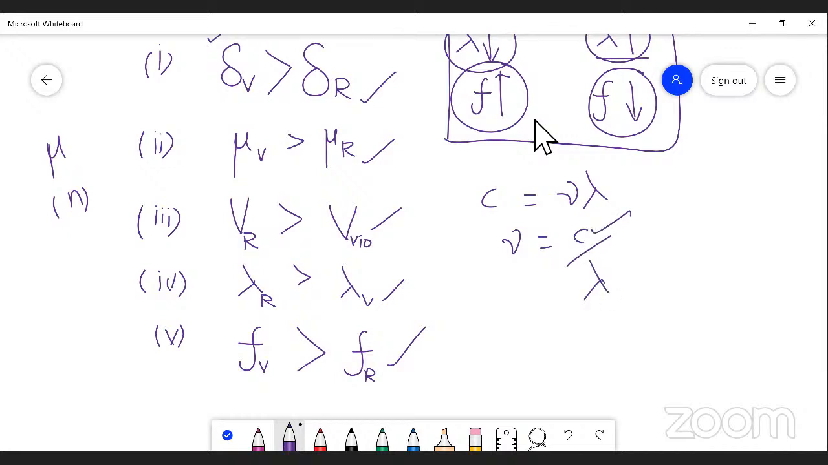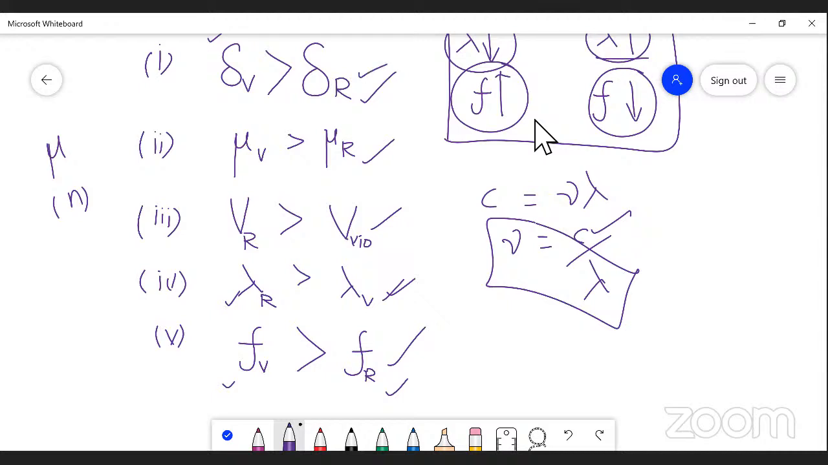Just take the medium as air. So frequency is inversely proportional to wavelength. Wavelength maximum means frequency minimum. Red has a maximum wavelength, so frequency is minimum. Violet has a minimum wavelength, so frequency is maximum. Frequency is the number of waves produced per second. Our textbook concept: violet has the most deviation.